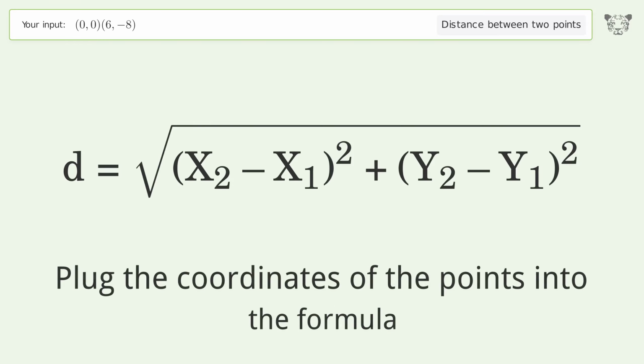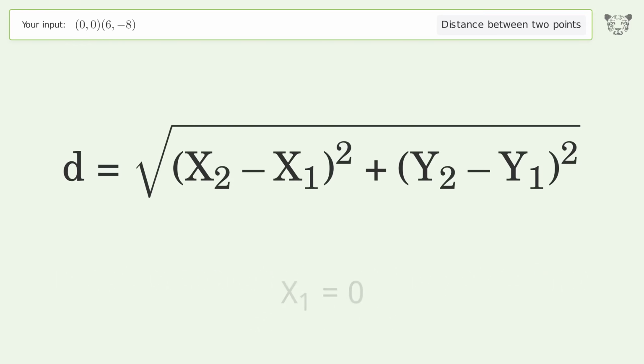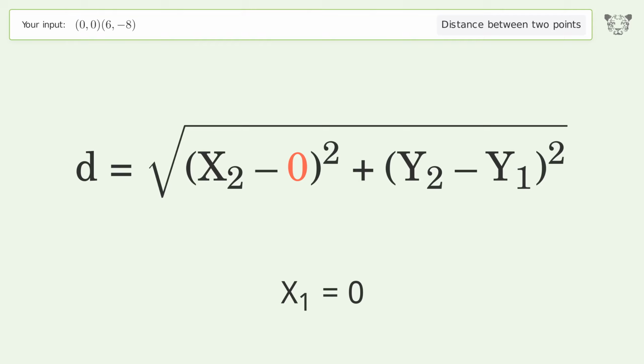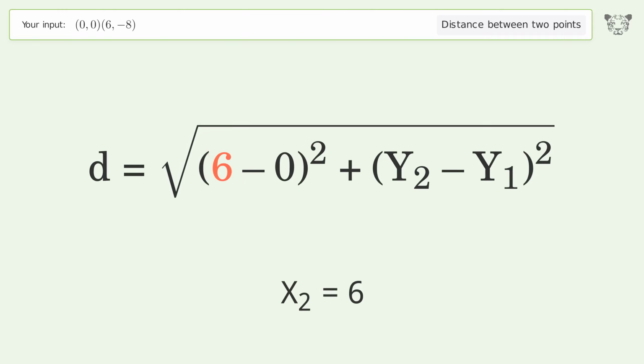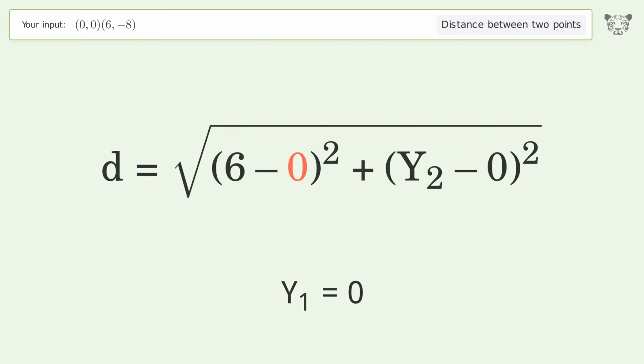Plug the coordinates of the points into the formula. x1 equals 0. x2 equals 6. y1 equals 0. y2 equals -8.